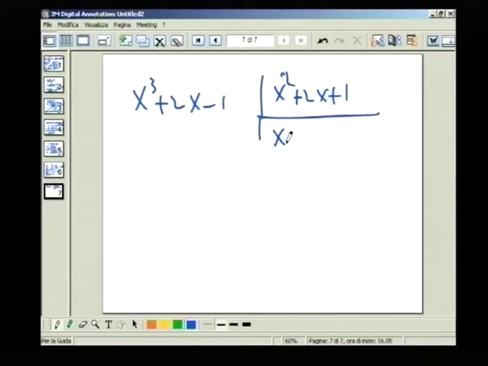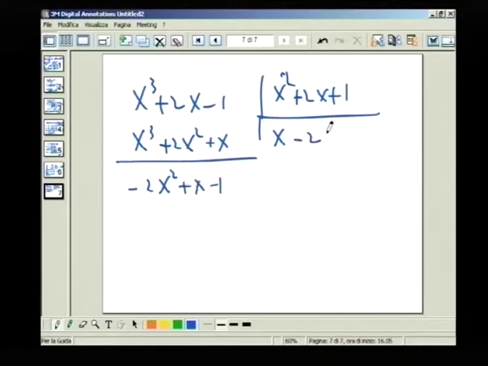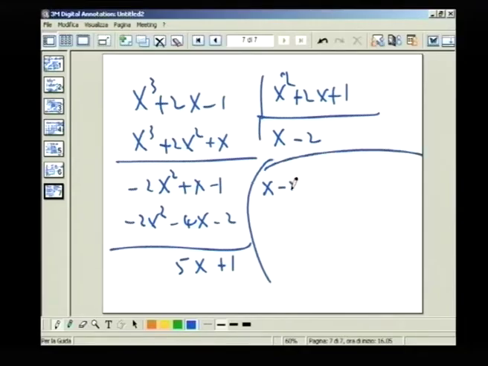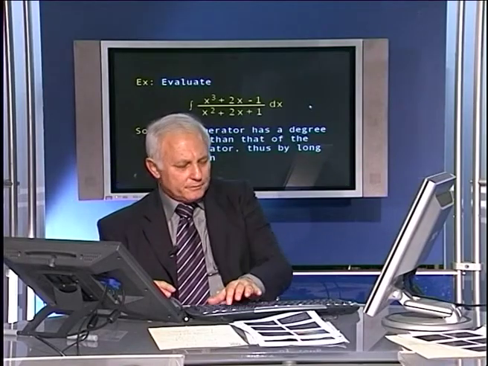So you divide: you get x, you have x cubed plus 2x squared plus x. You subtract, you get minus 2x squared plus x minus 1. Again, here you have minus 2, so you have minus 2x squared minus 4x minus 2. You subtract, you have 5x plus 1. So at the end you have x minus 2 plus 5x plus 1 divided by x squared plus 2x plus 1. Let's see if we have calculated it correctly.